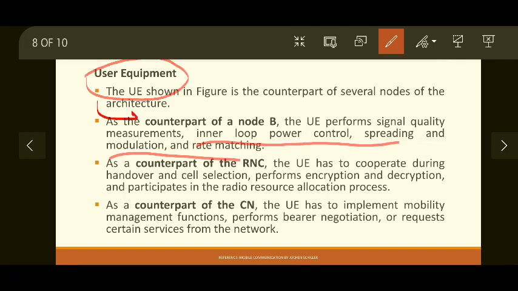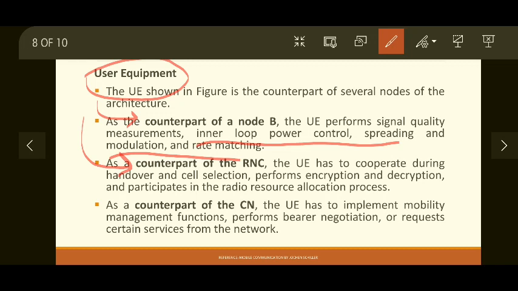So user equipment has a counterpart for node B inside the device. Then it also has a counterpart for RNC also. So whatever functions RNC is doing, they will also require assistance from the user equipment. So user equipment has a counterpart of RNC inside it also. So RNC's functions such as handover, cell selection, encryption, decryption, all will be in assistance with the user equipment. Then core network, whose functions we will see later in the video.